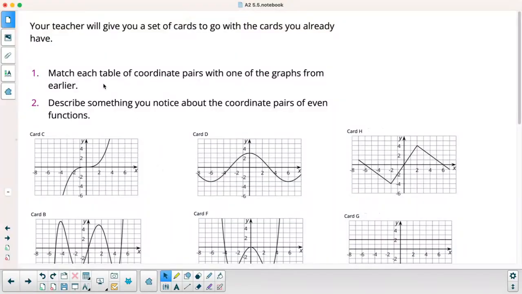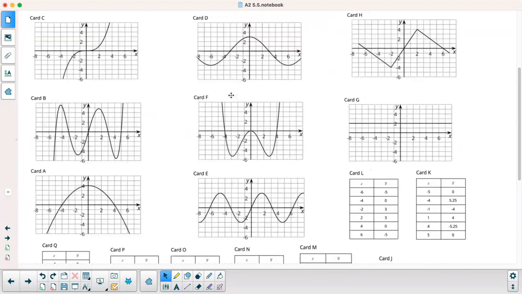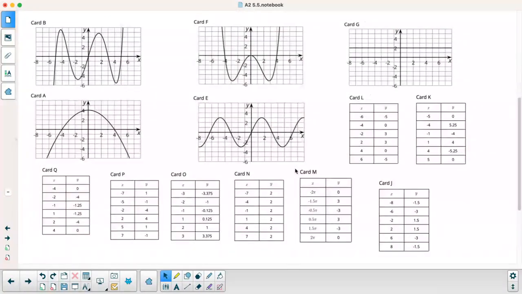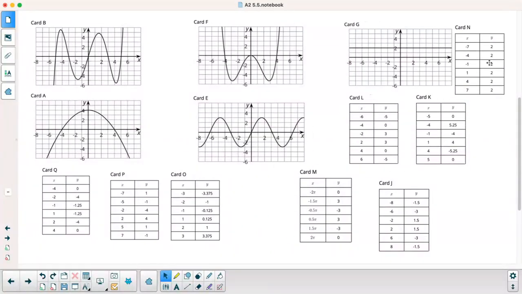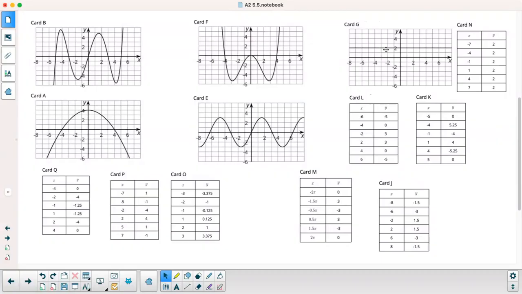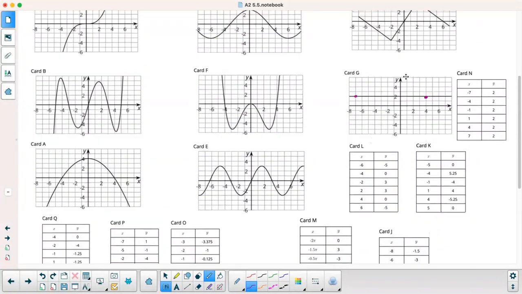So match each table of coordinate pairs with one of the graphs from earlier. Okay, so I need to match all these tables. Yikes. Okay, so let's do the horizontal line first. So all the y's are 2. So let's find that one. That goes right there. You see how all the y's are 2? Okay, and you can double check some of these points like -7, 2 is right there. 4, 2 would be right there. Okay, so there's that one.